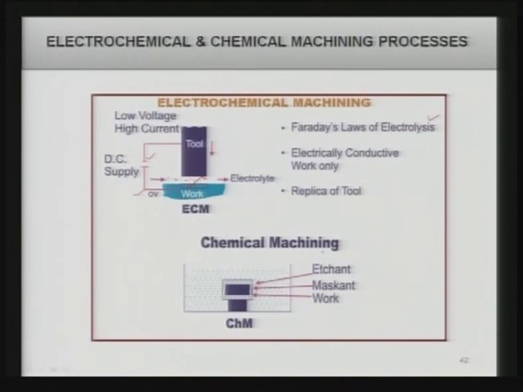And then there is another process which is known as chemical machining. Here a workpiece is coated with the maskant where material is not to be removed, and it is kept bare where the material is to be removed, and then you use the etchant. Once the etchant reacts with the workpiece material, it starts dissolving the material and you get the desired cavity or the desired shape and size of the workpiece.